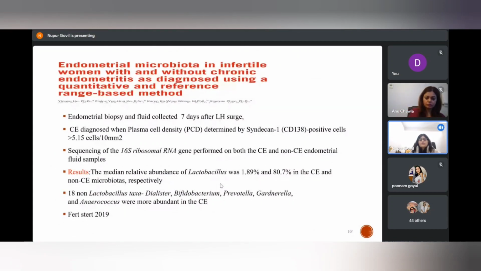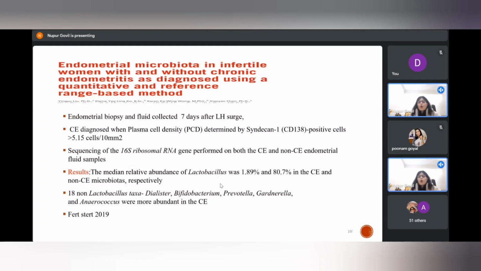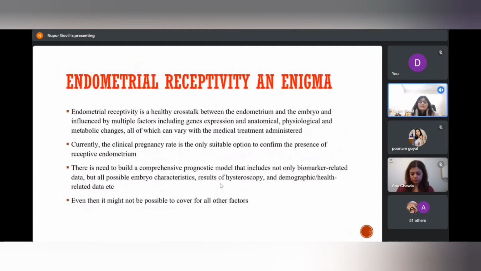This was a study where they found that in chronic endometritis patients, the median abundance of lactobacillus was only 1.89%, and 80.7% were colonized with non-lactobacillus taxa like Gardnerella and Prevotella. So this is a very important finding, which tells us that patients, along with antibiotic treatment, also need probiotics to improve their microbiome and improve their receptivity.